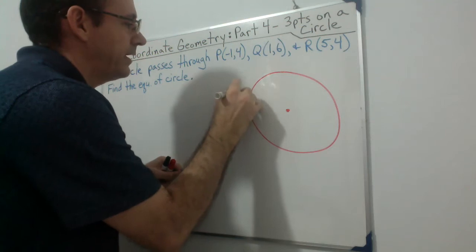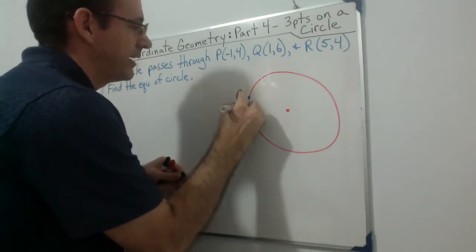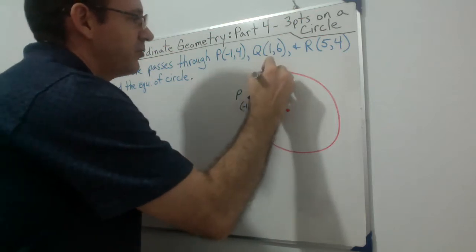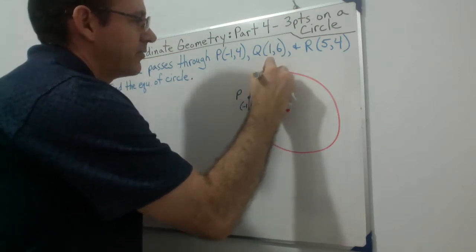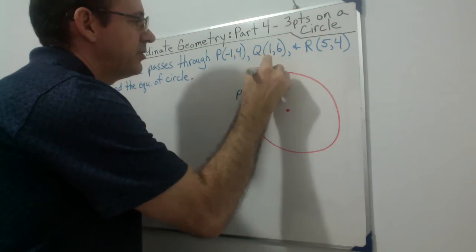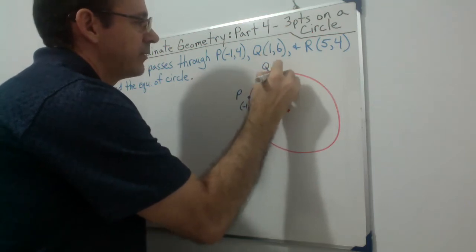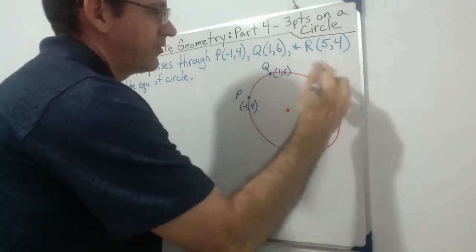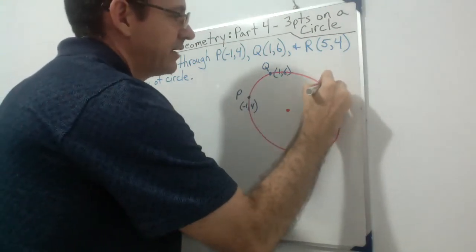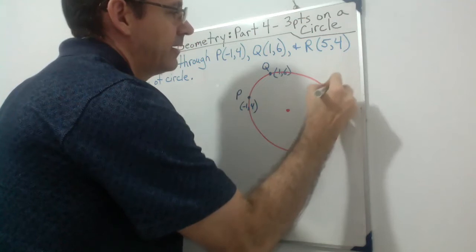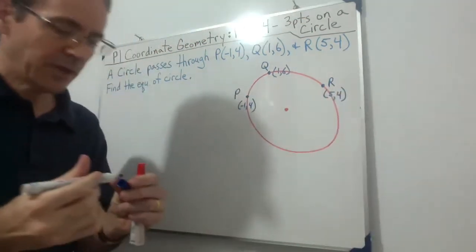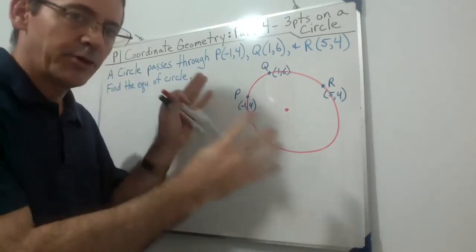Here's our point P, and this is the point -1, 4. And then this isn't too far away from it. I'll put it over here. Here's point Q. And this is our point 1, 6. And then over here, 5 is further over. So I'll just put it over here. Call this R. This is the point 5, 4. So it doesn't have to be perfectly arranged.